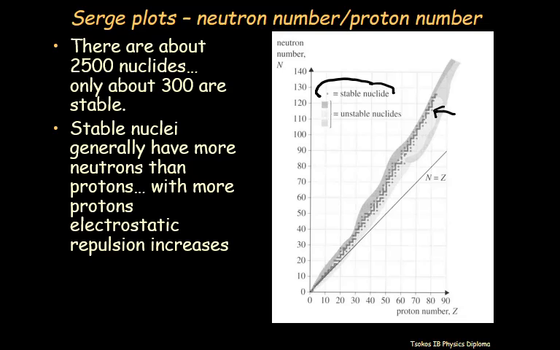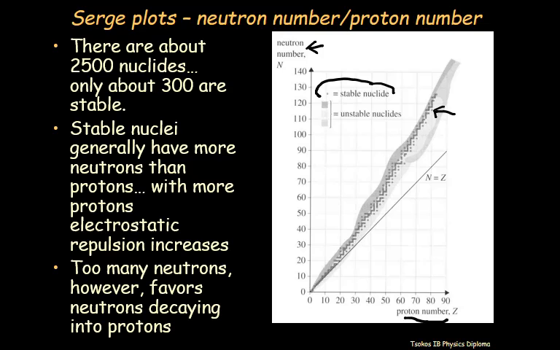Stable nuclei generally have more neutrons than protons, and with more protons, there's electrostatic repulsion, right? And so that should make sense. As you look at the proton number versus neutron number here, you get too many protons, the electrostatic repulsion is increasing, and you have a less stable atom. And then if you have too many neutrons, it's going to favor decaying into protons, and so those will start to decay. And so besides these 300, all the rest of these nuclides are going to undergo decay.